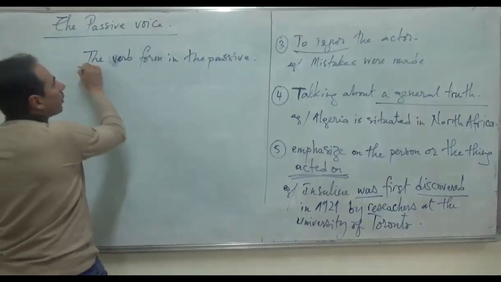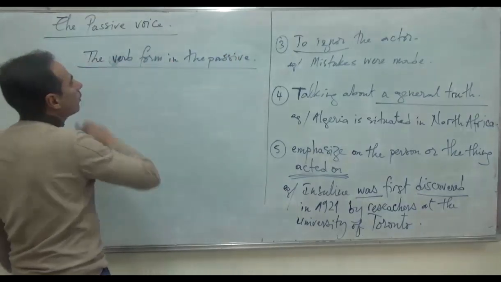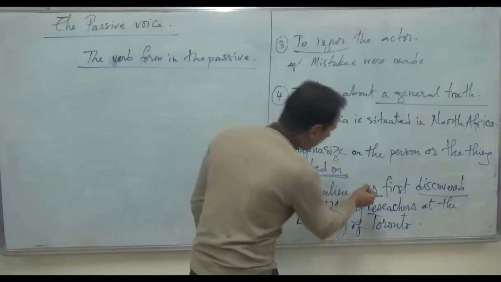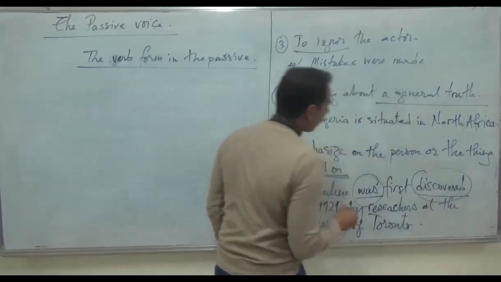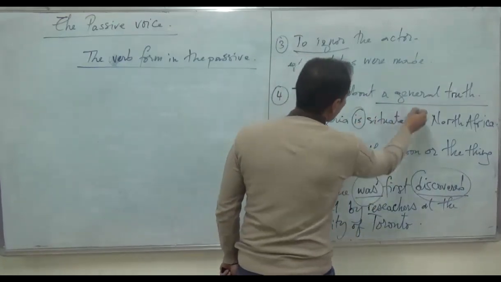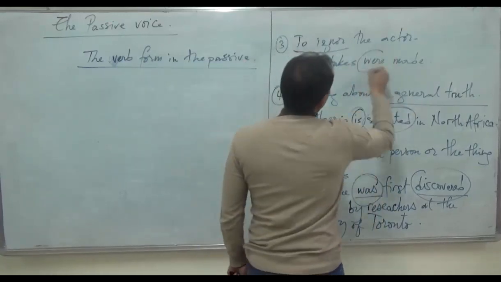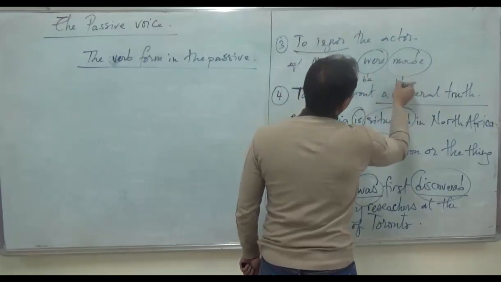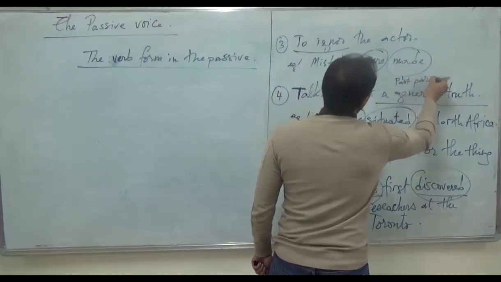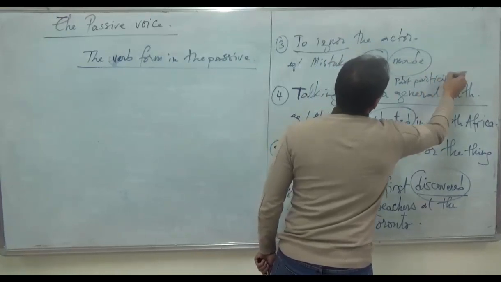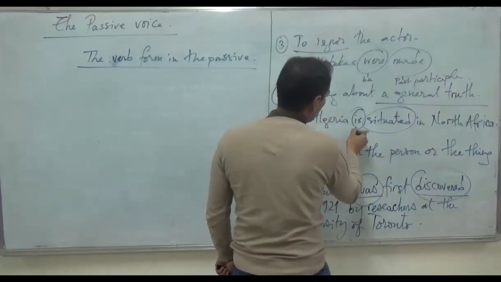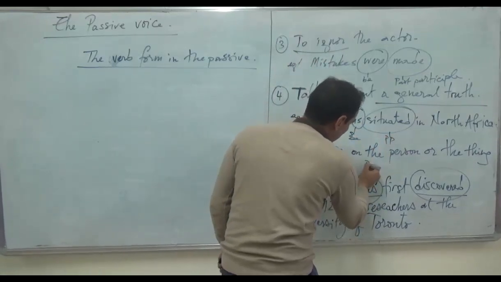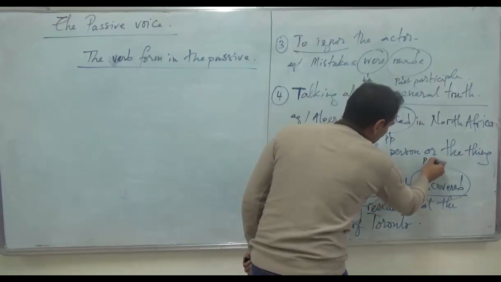The passive form of the verb, the verb form in the passive. You can consider here that we have some examples, and look here at the verbs, all the verbs have the same structure. What is this? This is to be. And what's this? This is the past participle of the verb. Here also be, here also past participle. Here also be and past participle.